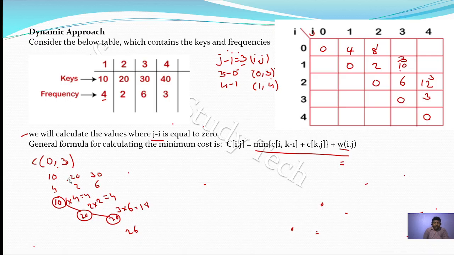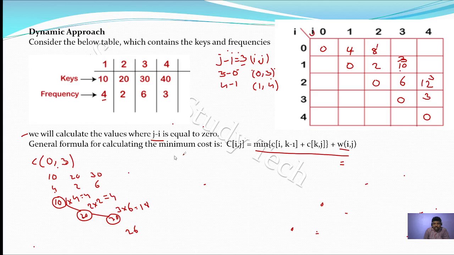Like that we have to find all 5 binary search trees. Out of those 5 binary search trees, one is the optimal one. Whichever key is considered as the root node gives the optimal one, so you can note down here. But in this case I am using the formula directly.